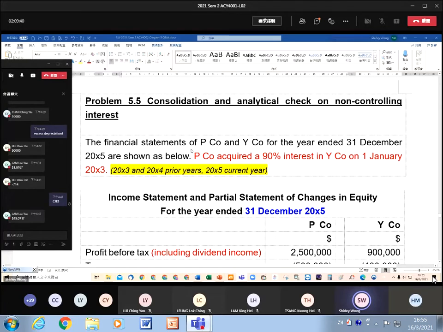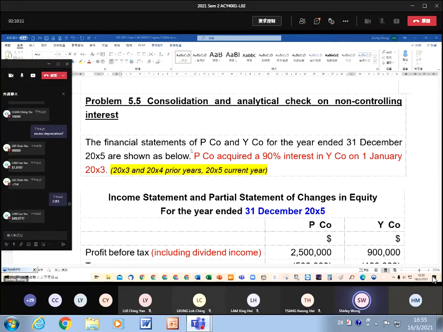So problem 5.5, first of all, it gives you the financial statements of P company and Y company for the year ended 31st of December 2005. And then it told you that P company acquired 90% of the interest of Y on 1st of January 2003. So immediately I write it down. 2003 and 2004 are prior years, and then 2005 is the current year. So here we have 3 years total.